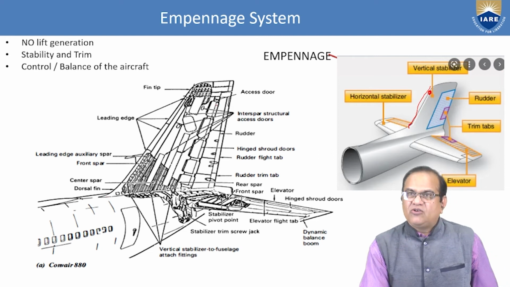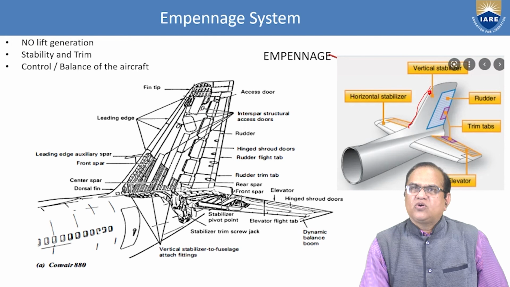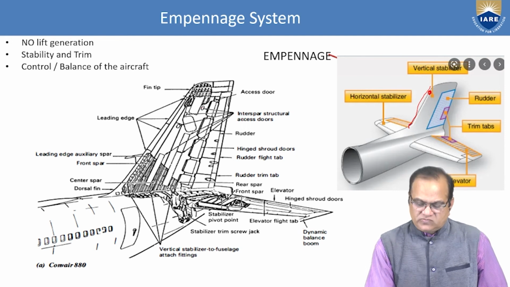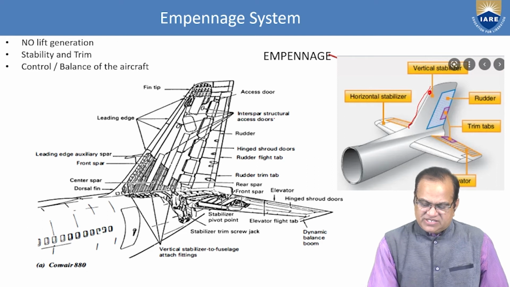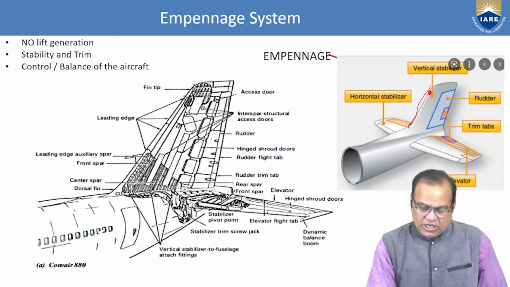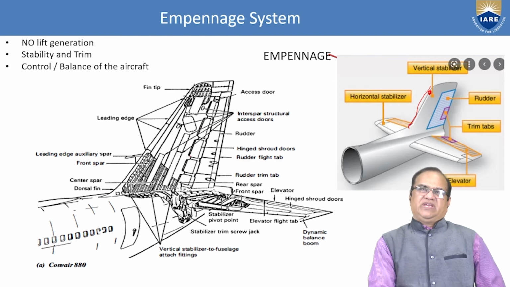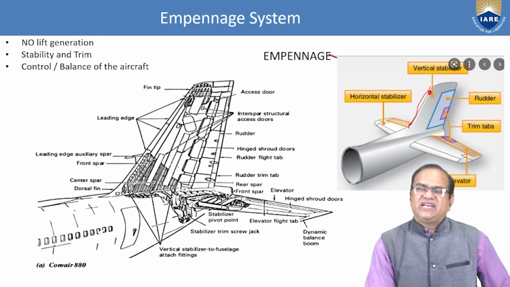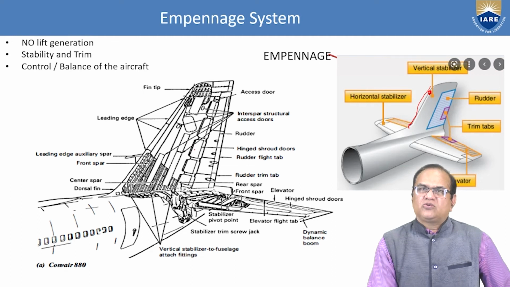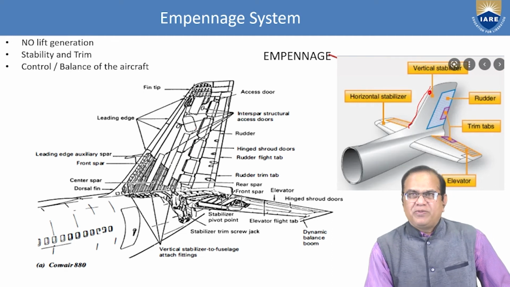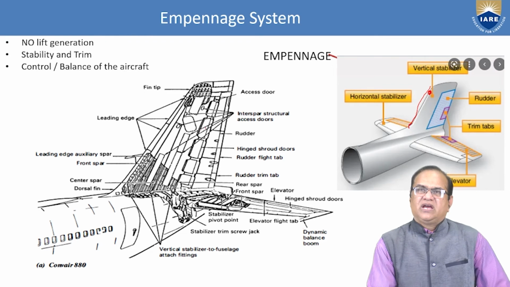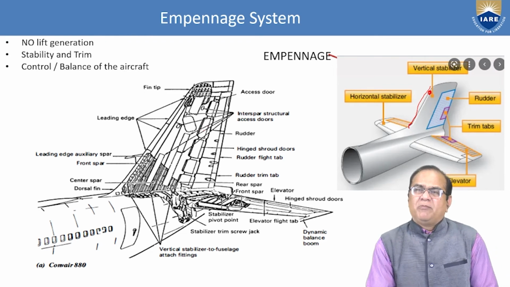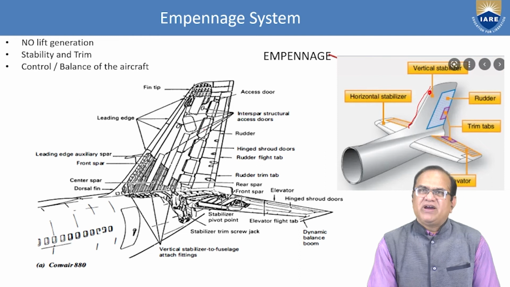If you see here, we have the access door here. Access door 1. Then inter-spar structural access doors. If you want to see the inside, any defect, any problem, any maintenance issue you want to solve, there are doors you can open. They are mounted with screws, blind screws. It will not be visible by the star screw. You can open. These are the doors. Here is a rudder.